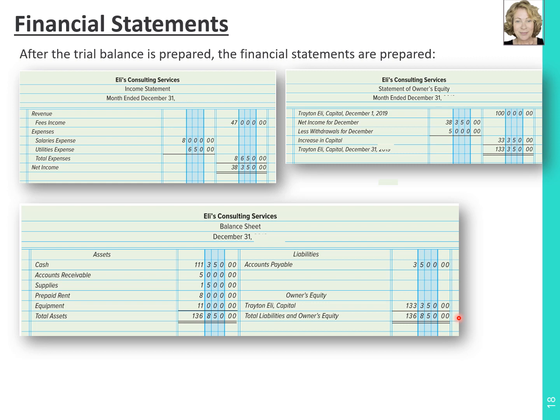We again see that our accounting equation holds true. Assets equals liabilities plus owner's equity. $136,850 on one side and $136,850 on the other side.